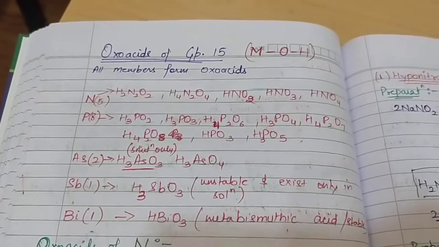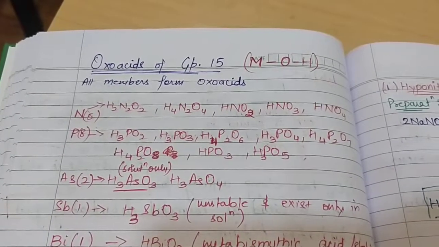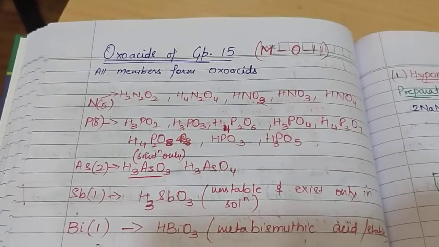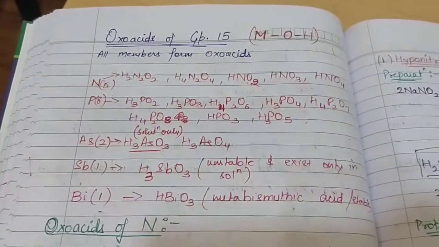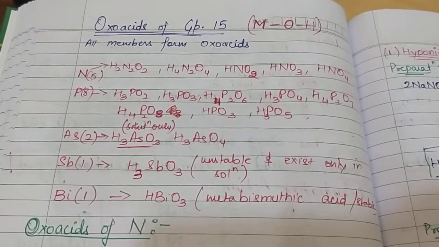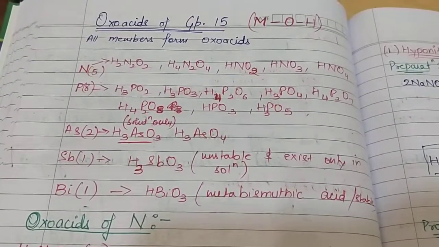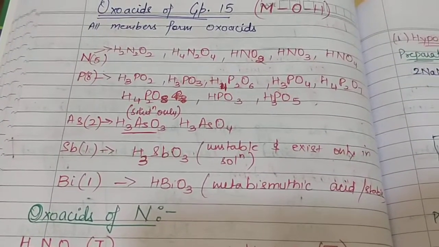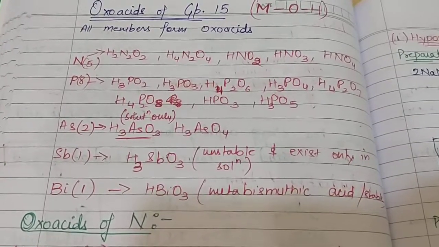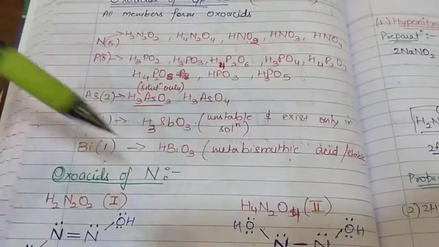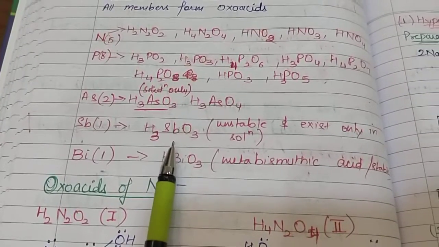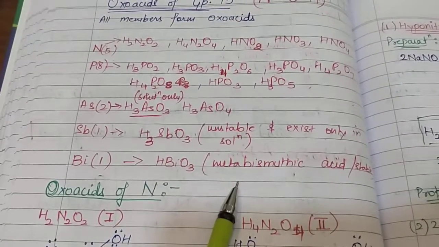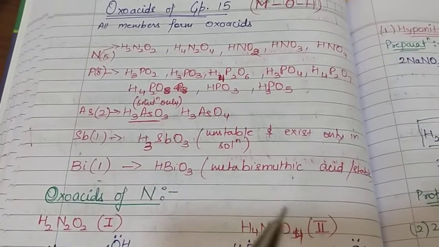So here the group 15 element is represented with M and it should have at least one M-OH linkage to be called an oxo acid of group 15. All members of group 15 form oxo acids. Nitrogen has 5 oxo acids, phosphorus has 8 oxo acids, arsenic has 2 oxo acids, out of which the first exists in solution form only, and antimony has this oxo acid which is unstable and exists in solution only. This is the oxo acid of bismuth, called metabismuthic acid, and it is stable.